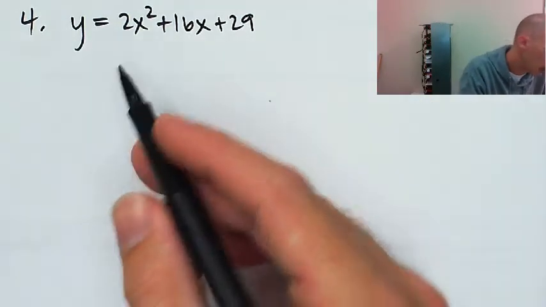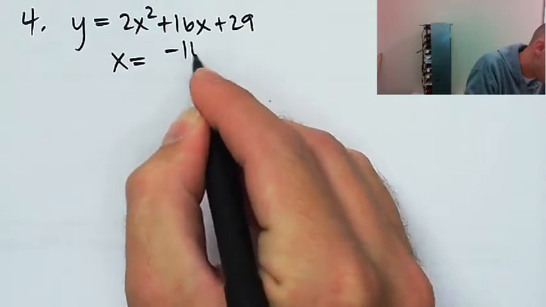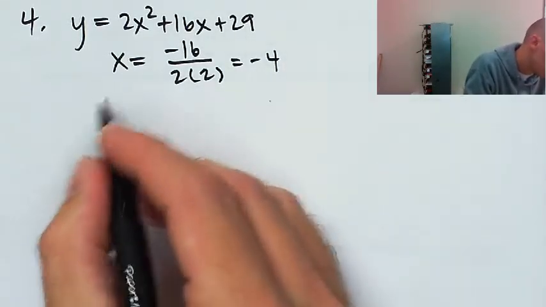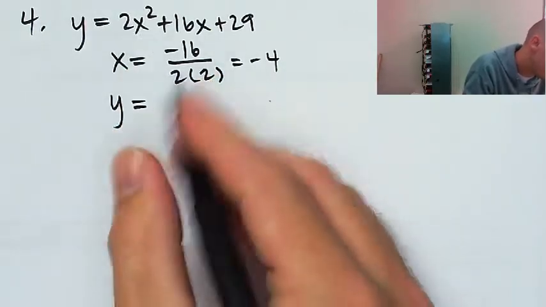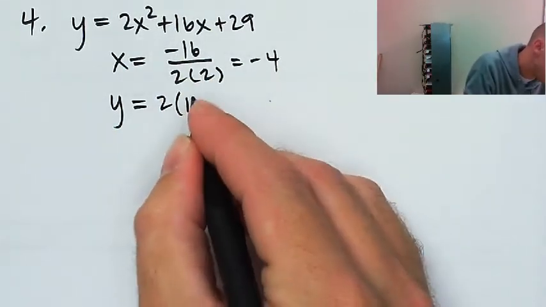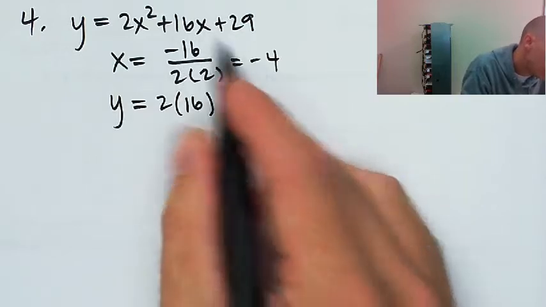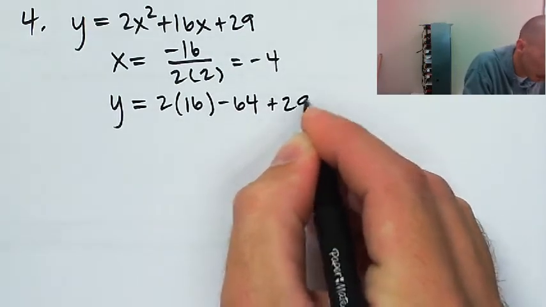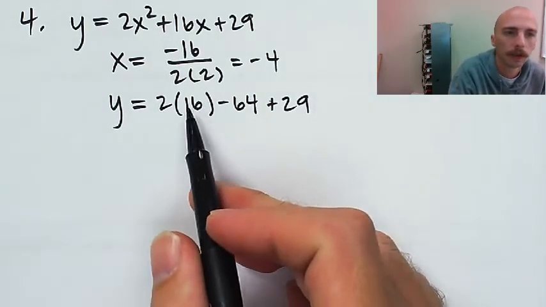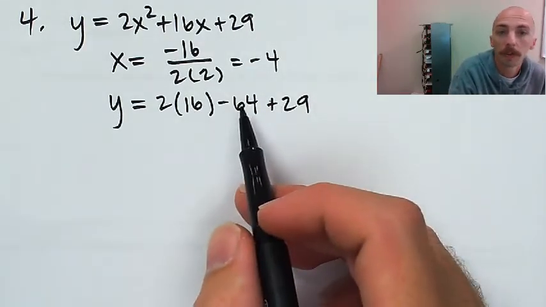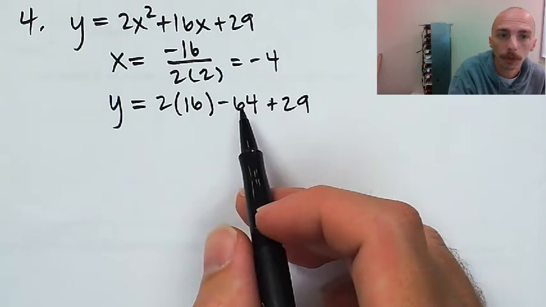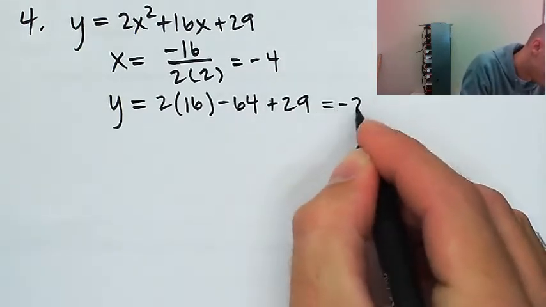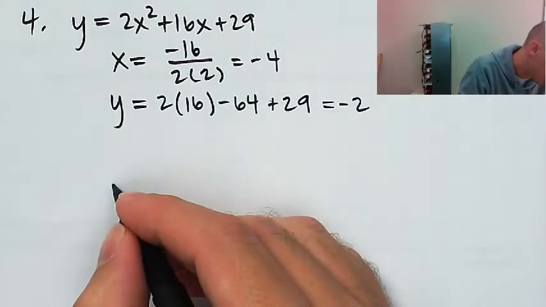And we are going to find the vertex. x equals -b over 2a. -16 divided by 4 would be -4. And then the y coordinate, I'm going to plug in -4 for x. So 2 times, if I square -4, I'll get positive 16. 16 times -4 is -64. So I've got 32 minus 64 would be -32. -32 plus 29, -2. Okay, so -4, -2.